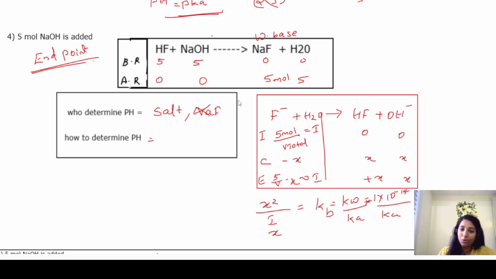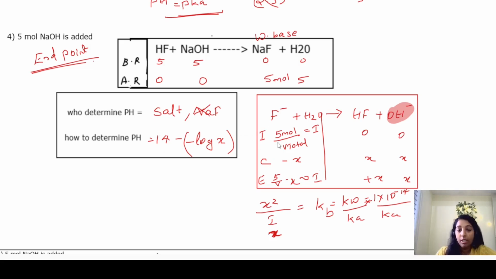Again, one more step you need to do. Why? Because this X is not H plus. See the X: what is this X? This is OH minus. So what you calculated is the OH minus concentration. So for the pH, it is 14 minus the negative logarithm of the OH minus concentration, and that OH minus concentration is X, which you calculated. Clear? So this is the way you have to do the pH determination.